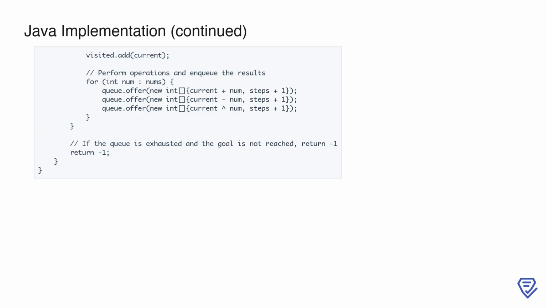If the queue is exhausted and we haven't reached the goal value, it means that it's impossible to convert the start value to the goal using the given numbers and operations. In this case, we return -1 as the result, indicating failure. This completes the implementation, which ensures an optimal solution using BFS while avoiding revisiting or exploring invalid states.